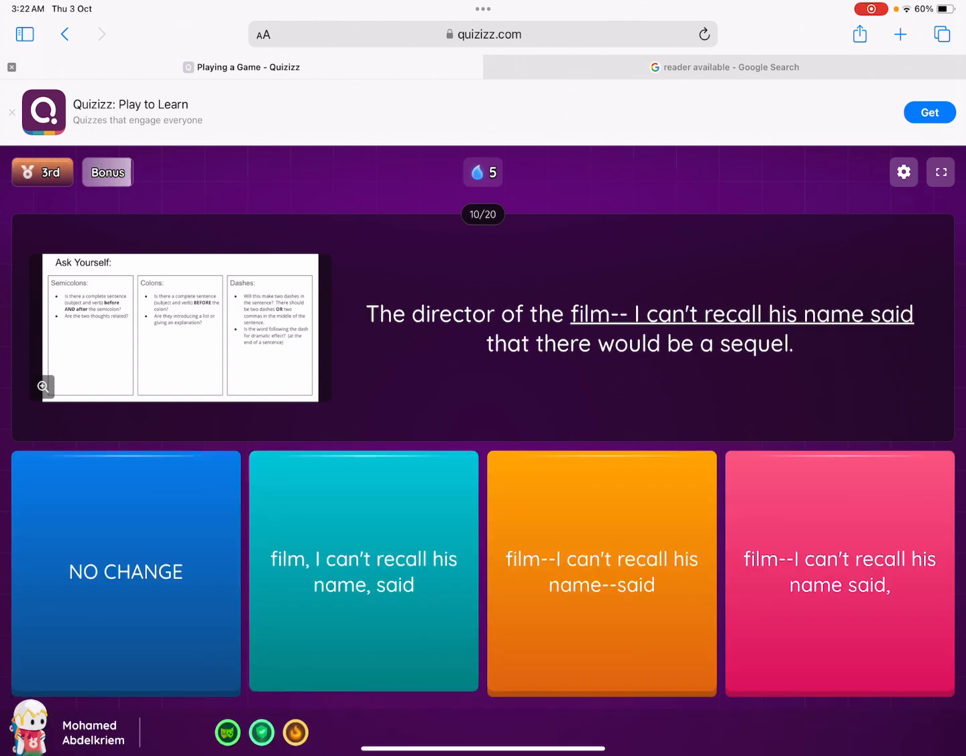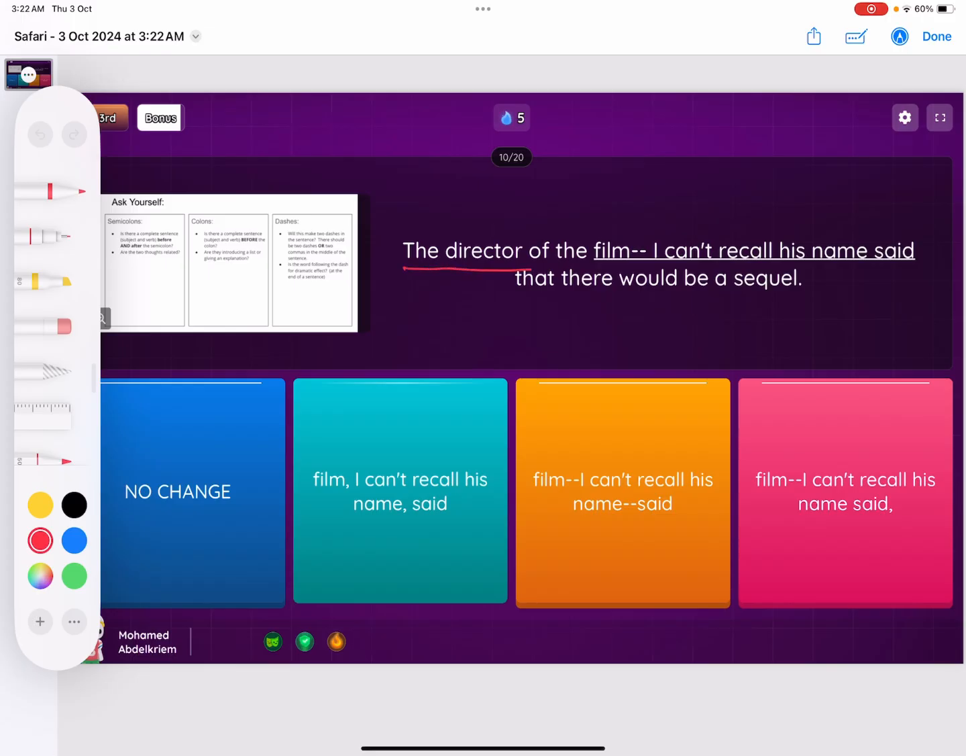Number 10. This one was a little bit confusing, and I'll tell you why right now. Let's analyze it together. The director of the film, this is the subject, all right? Do I know what happened to the director of the film? No. Still, I did not introduce the verb. For example, if I said Mohamed, what happened to him? I have no idea. So the director of the film is the subject. Where's the verb? Still, I don't know where the verb is. I can't recall his name, so this is extra information. He's telling you that he cannot recall his name, so this is extra information. Why is it extra information? Because I can say here, the director of the film said that there would be a sequel.